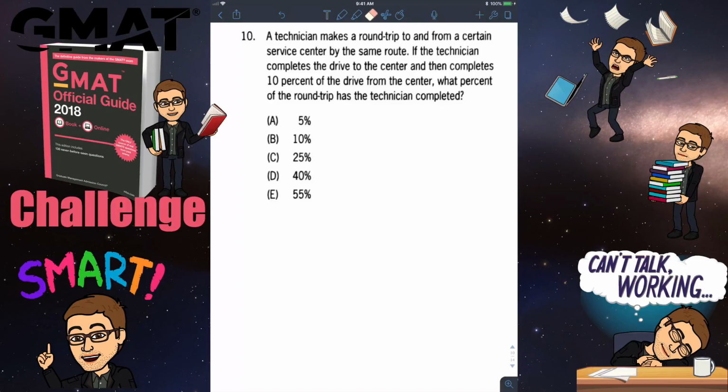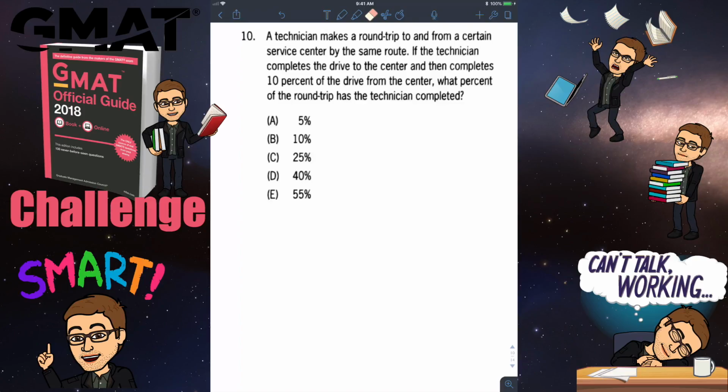Hey, GMAT challenge number 10. A technician makes a round trip to and from a certain service center by the same route. If the technician completes the drive to the center and then completes 10% of the drive from the center, what percent of the round trip has the technician completed?